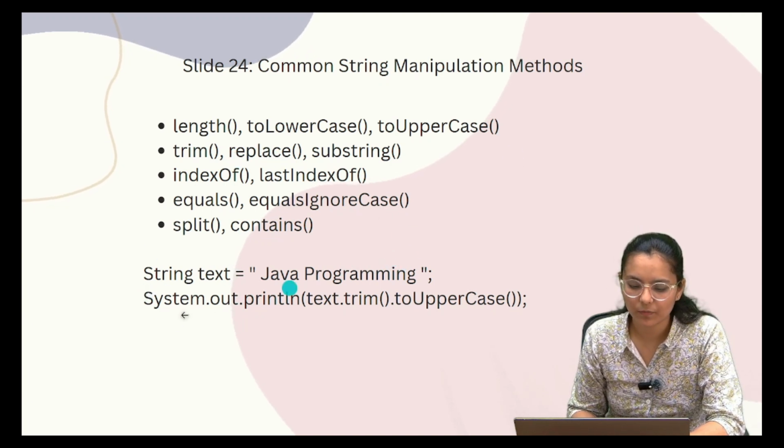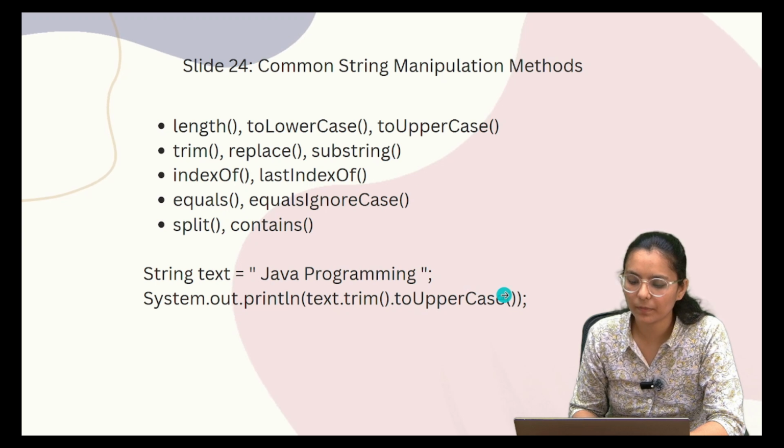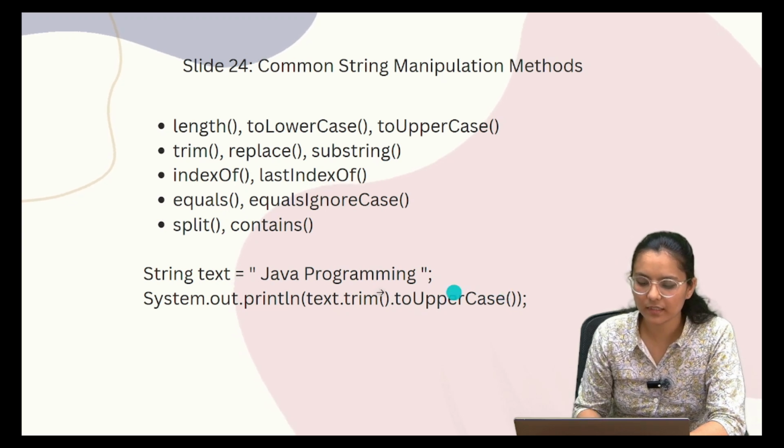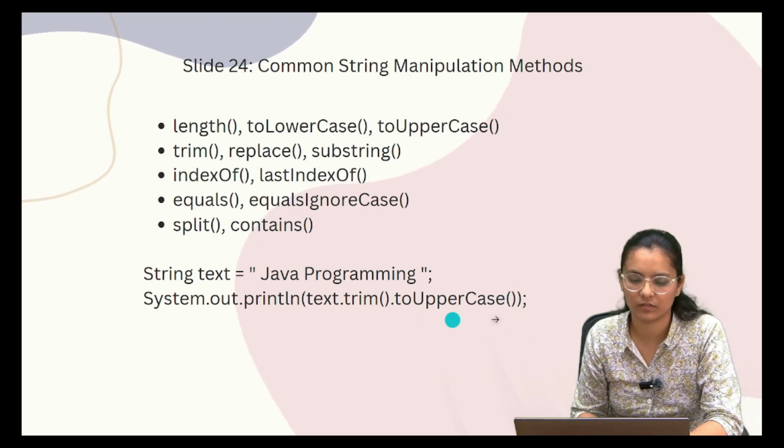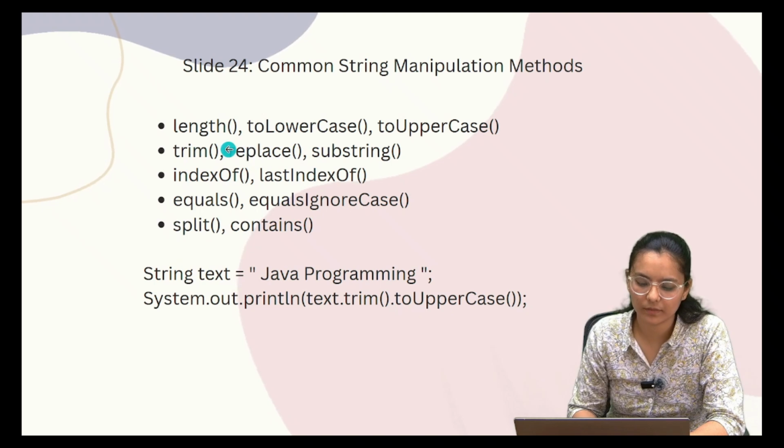String text equal to Java programming, then System.out.println. Let's see here the text.trim method and the toUpperCase method. These two methods can be used here. Like that, we can use all the methods.